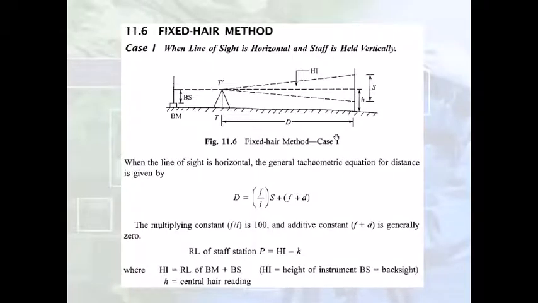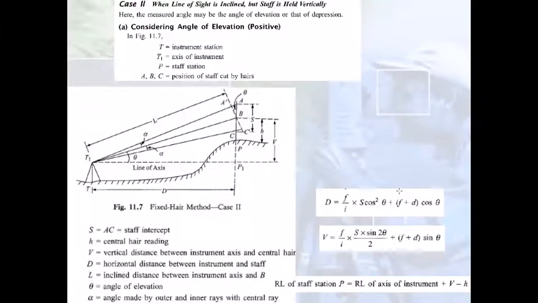So in this case, we just had to calculate horizontal distance and the reduced level of this point. There was nothing about vertical distance, and we'll get to that in the second case. So in the second case, the difference is that instead of the line of sight being horizontal, the line of sight is now inclined. And the inclination in the first case of this is positive. That means we have an angle of elevation. That means the point where the leveling staff is held is at a higher reduced level. So that means we'll have to tilt our telescope upwards and we'll have an angle of elevation.